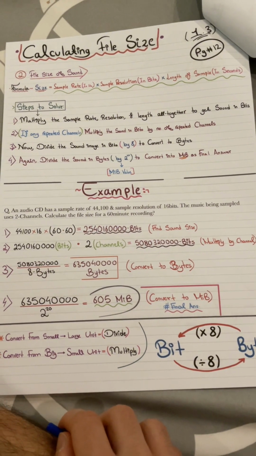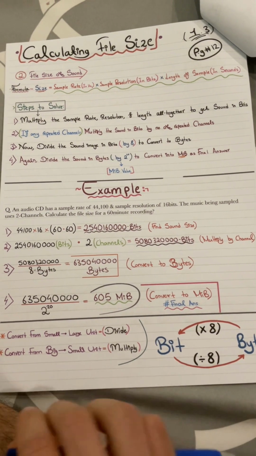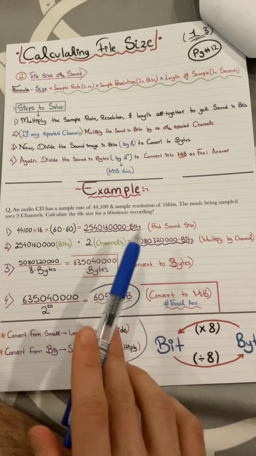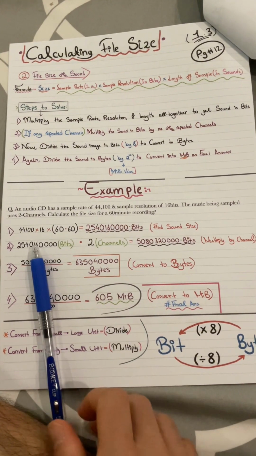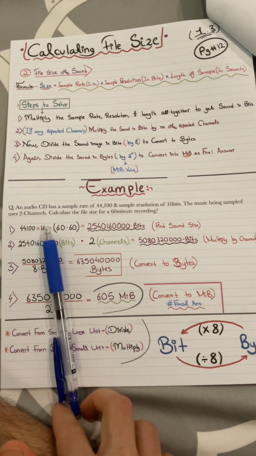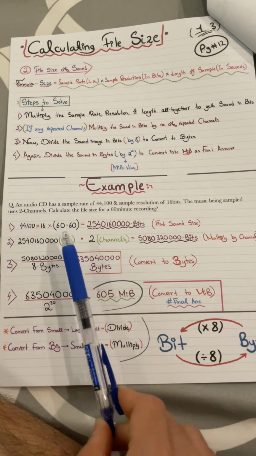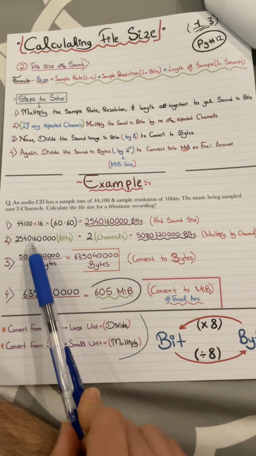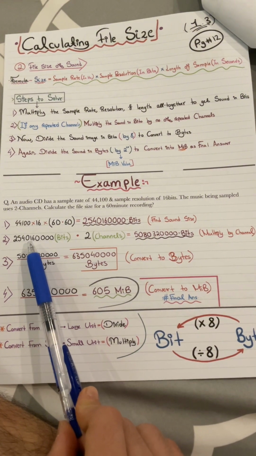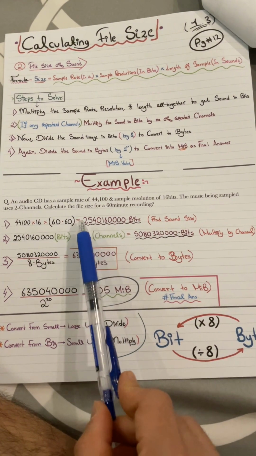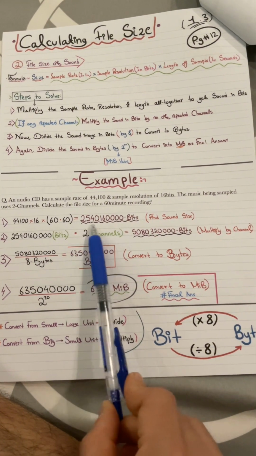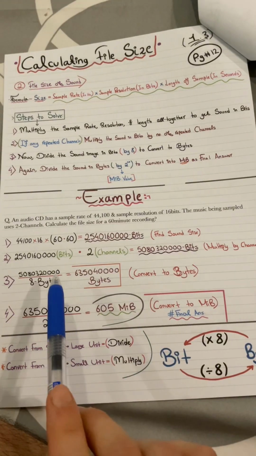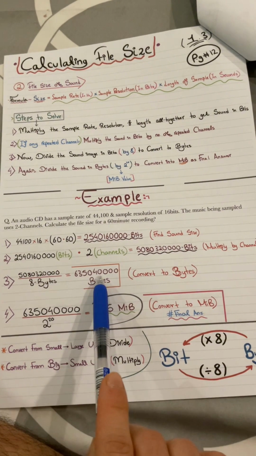Okay. So for example, an audio CD has a sample rate of 44,100 and a sample resolution of 16 bits. The music being sampled uses 2 channels. Calculate the size for a 16-minute recording. So we're going to multiply the sample resolution, length of the sample, and sample rate. First, getting this answer, we're going to now multiply by 2 because there are 2 channels. Then I want you to divide your answer by 8 to get your answer in bytes.